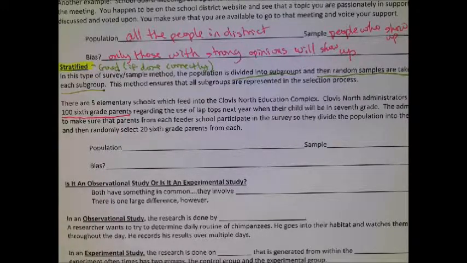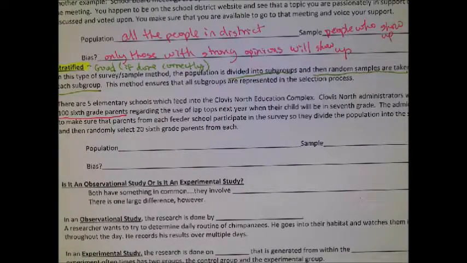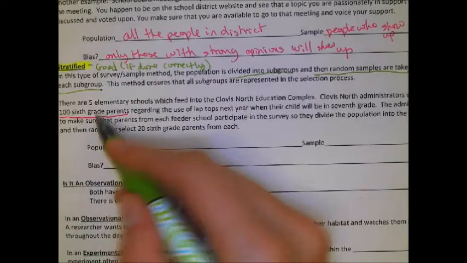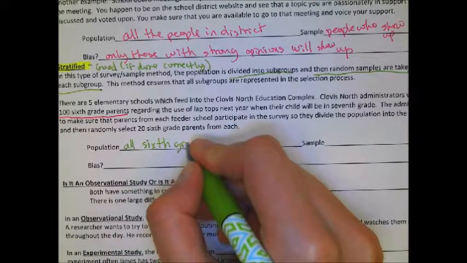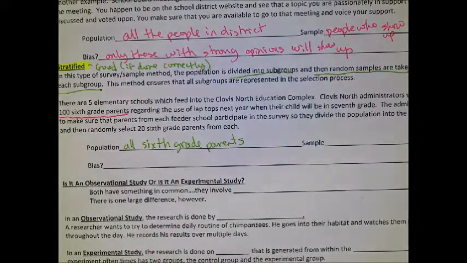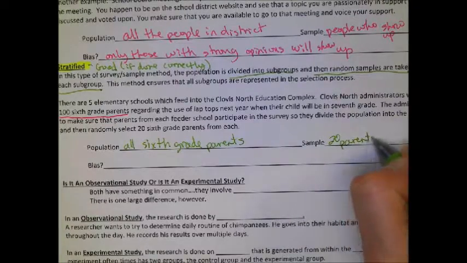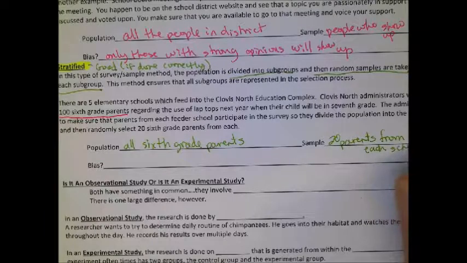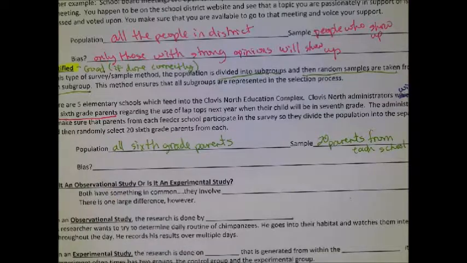So the population is who are we asking? We're asking 6th grade parents. So all 6th grade parents. And our sample is 20 parents from each school. And that makes 100 total.